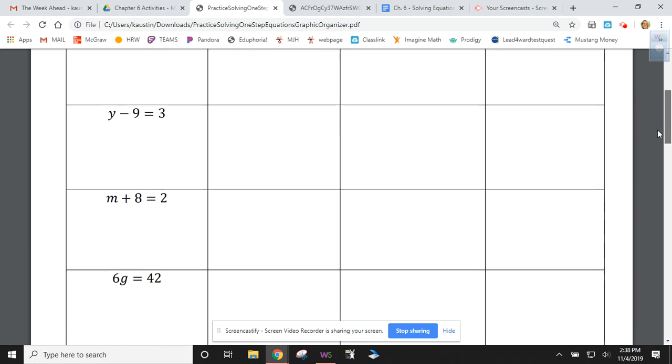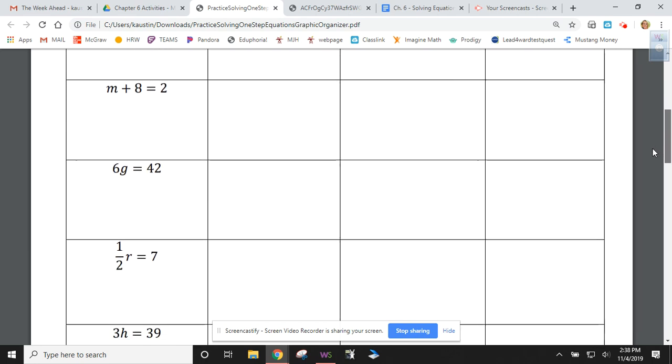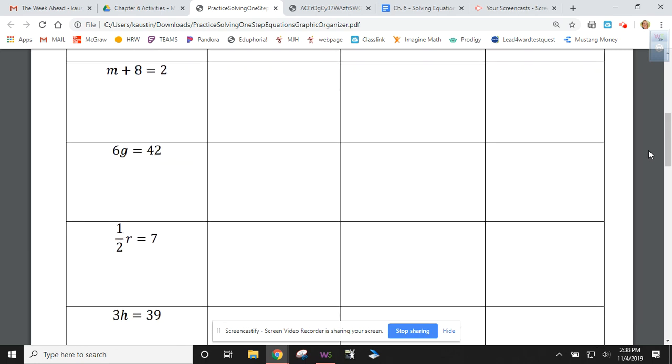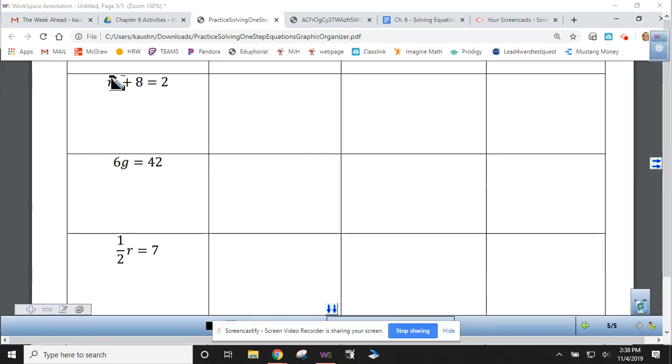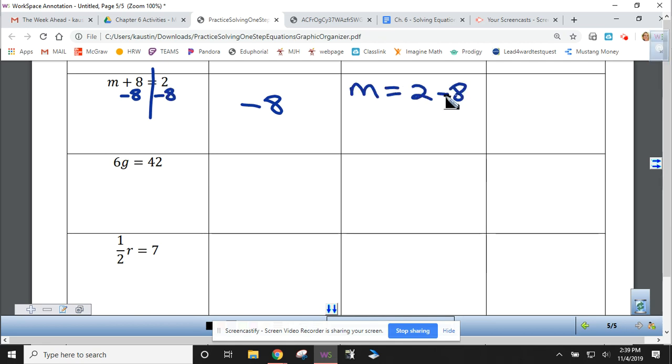All right, next example. We have some number plus 8 equals 2. We're trying to move this plus 8. So the inverse operation is to subtract it. And we do that from each side. So now we've got m equals 2 minus 8.